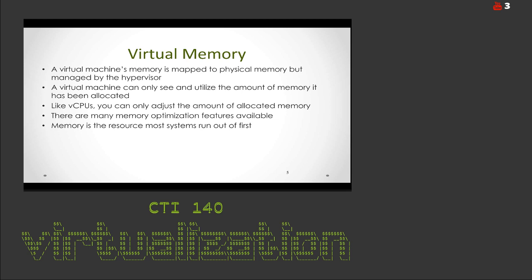Virtual memory. So a virtual machine's memory is mapped to physical memory, but it's managed by the hypervisor. So a virtual machine can only see and utilize the amount of memory it has been allocated. So memory is probably the simplest to understand in the virtual environment. Just like in your regular physical machine, having enough memory resources in a virtual machine is basically the difference between success and failure when you're evaluating an application's performance.